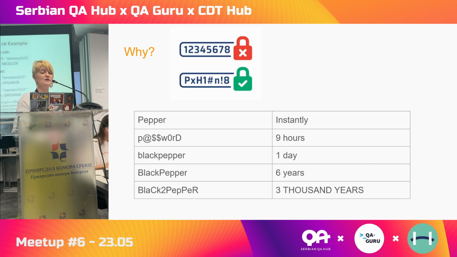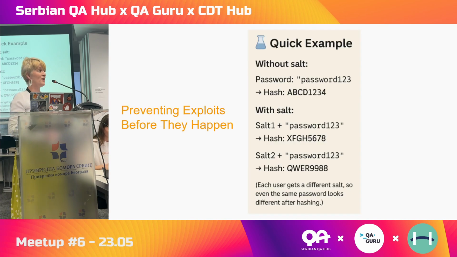So this is one way we can prevent these exploits before they happen. We have hashed passwords, and we can imagine two users having the same password. If an attacker steals those hashes, they can see there are a couple of passwords that are the same and realize that those are the weakest ones.